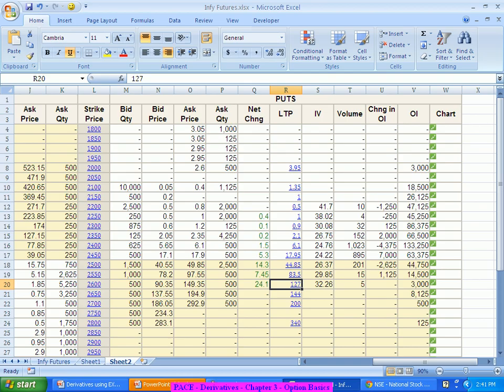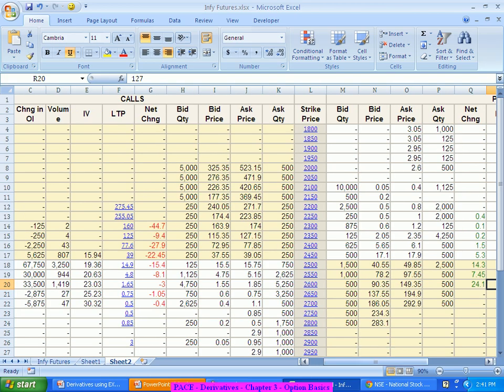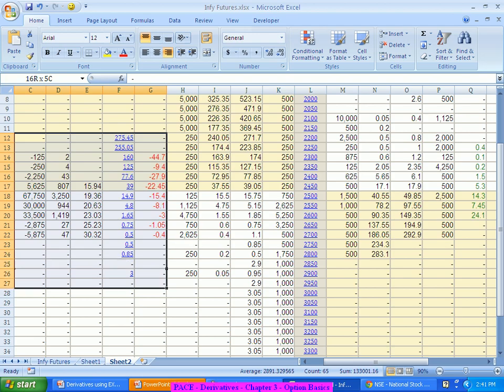On Infosys, there are how many? Even if I look at the most actively traded ones, these all are not traded, so there is no last traded price for them. Though the exchange has announced these numbers, no one has really got into the trading for that. So that's where the open interest and everything is blank. No trading has actually happened. It's only in this range where some trading has occurred.